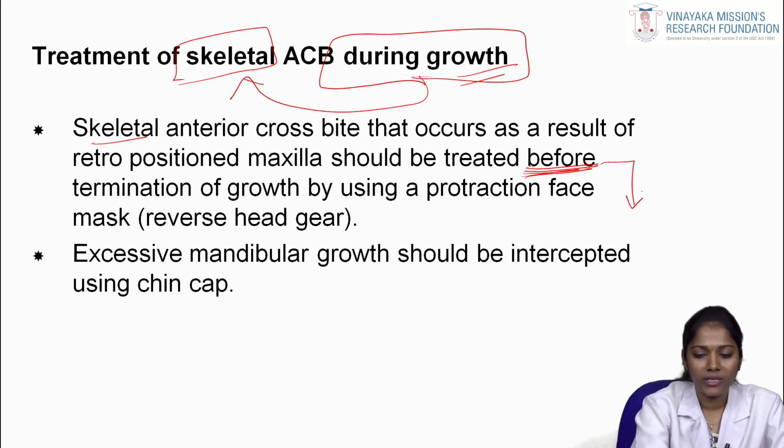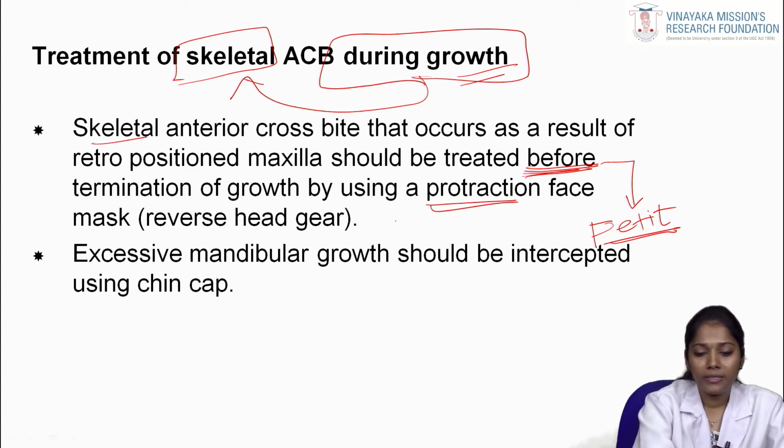So we have an excellent appliance which is called Petit face mask. The Petit face mask is a reverse headgear. Also it is used for protraction of your maxilla. It is possible because all your sutures are tender at an early age before they get completely ossified. It is easy to use your reverse pull headgear in order to increase the growth of your maxilla.